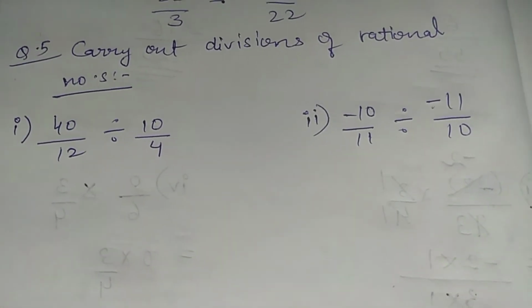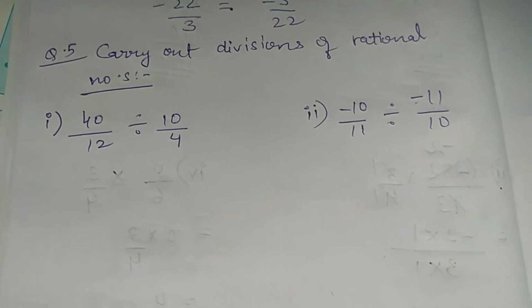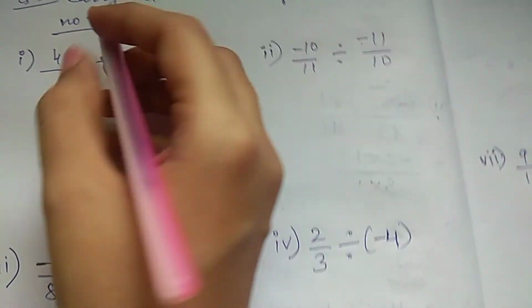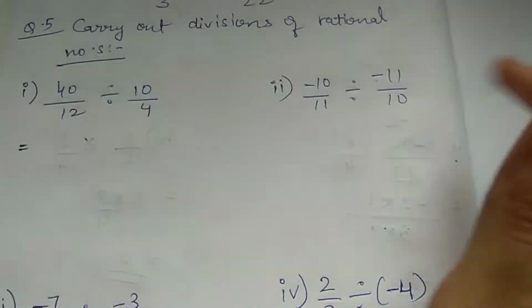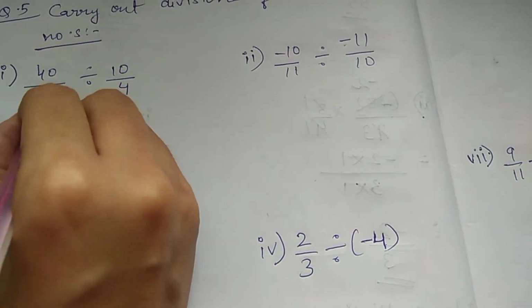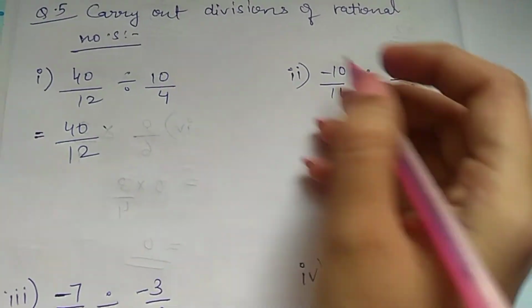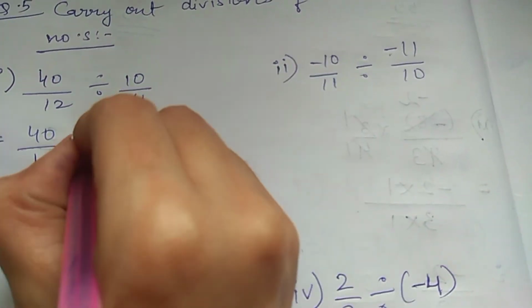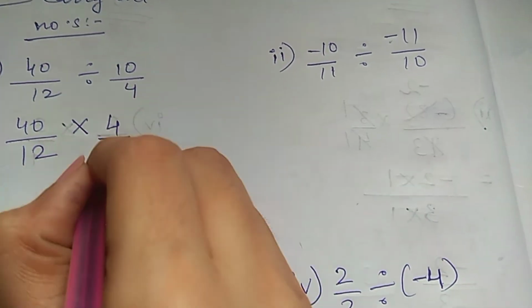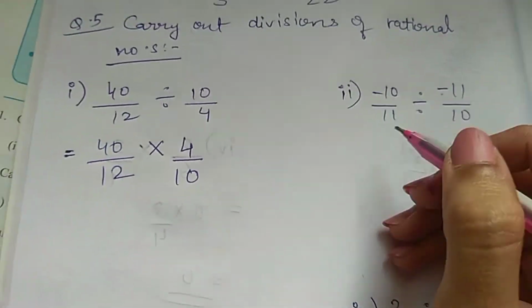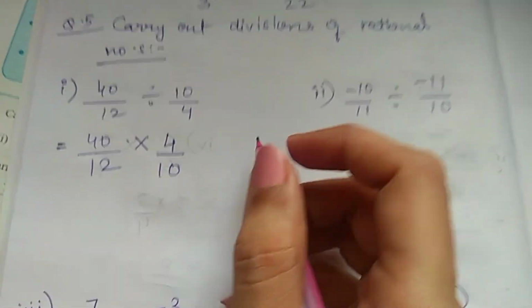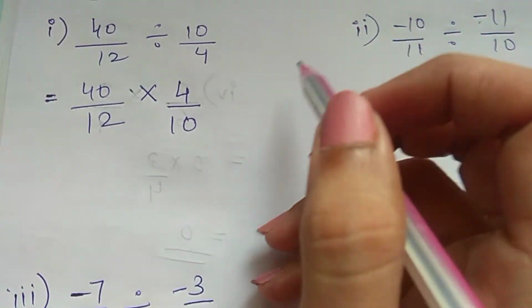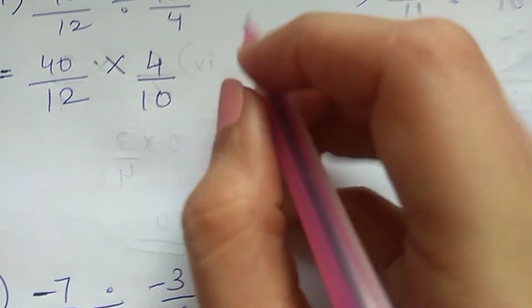Question number 5. Carry out divisions of rational numbers. Now when we are doing division, the first fraction remains the same. First rational number same, division changes to multiplication, and we will write the multiplicative inverse, meaning the reciprocal. Now let us see whether it can be reduced or not, and then we will proceed.